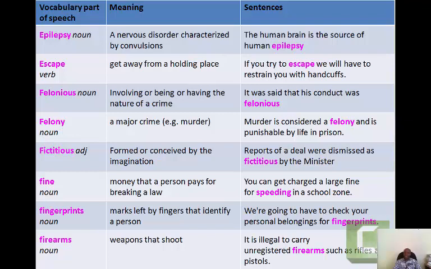Fingerprints, noun. These are marks left by fingers that identify a person. Example, we are going to have to check your personal belongings for fingerprints. Firearms, noun. These are weapons that shoot. Example, it is illegal to carry unregistered firearms such as rifles and pistols.